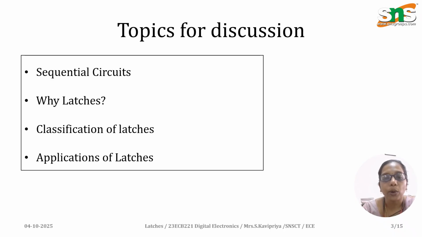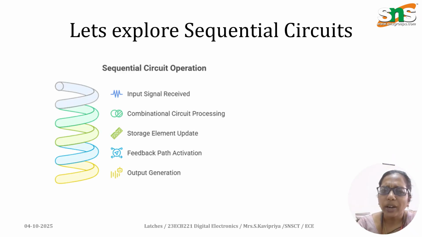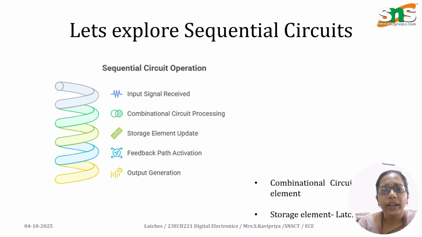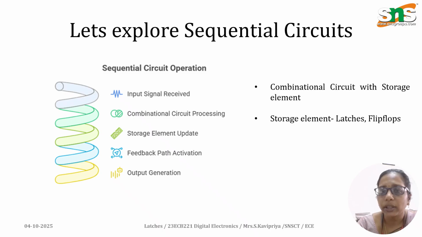I am going to discuss what sequential circuits are, why latches are preferred, the classification of latches, and finally the applications of latches. So what is a sequential circuit? We know that a combinational circuit is one in which the output at any instant depends only on the present combination of inputs. The main lacking in a combinational circuit is that the memory element is not present. A combinational circuit with a memory element is a sequential circuit.